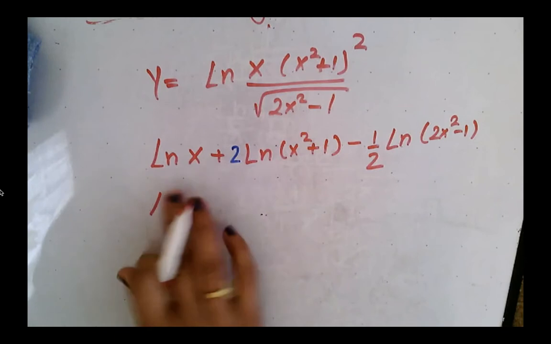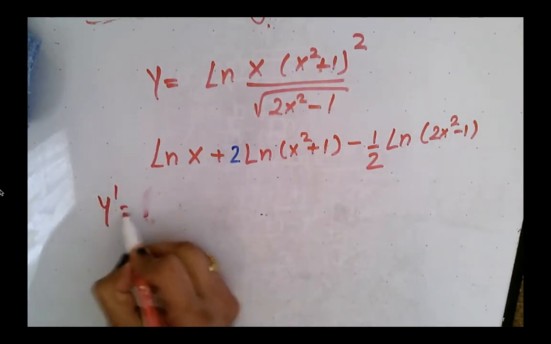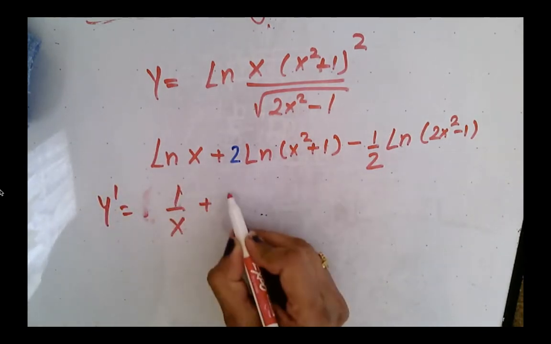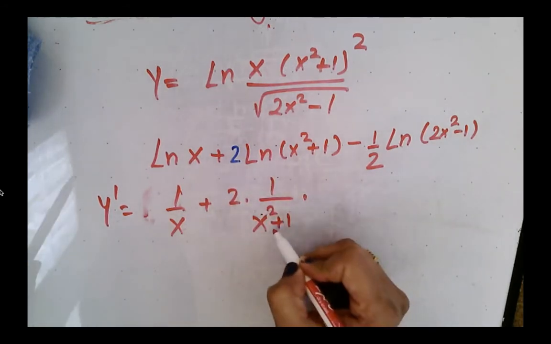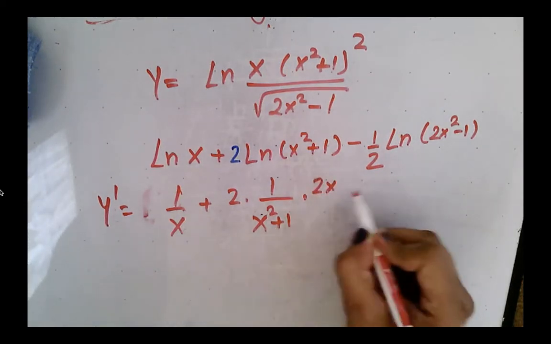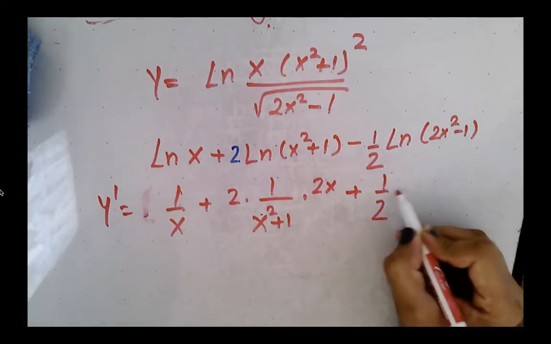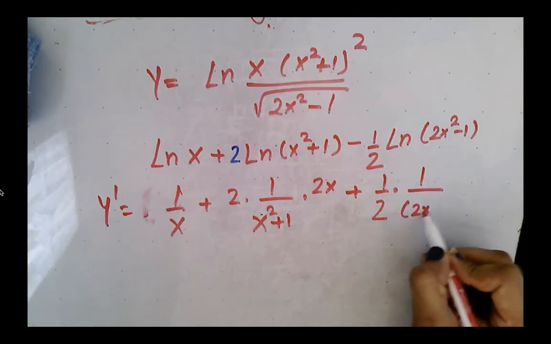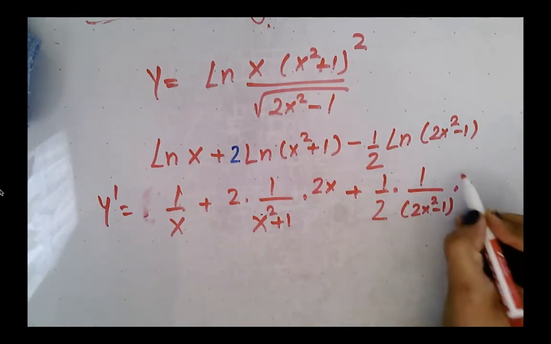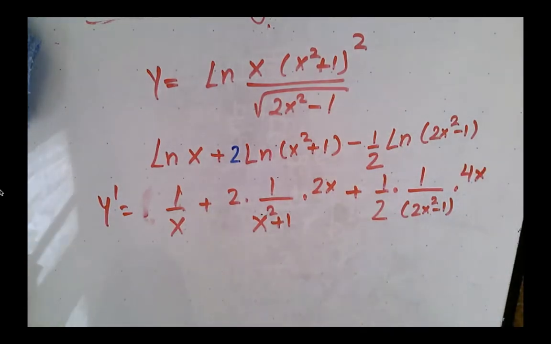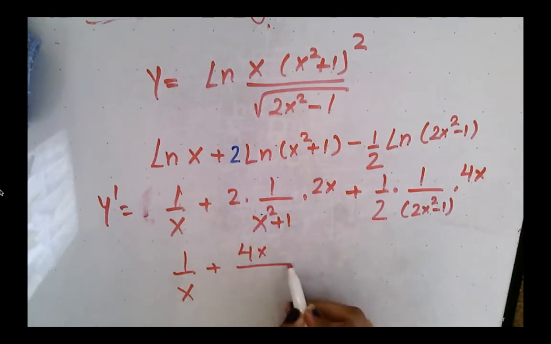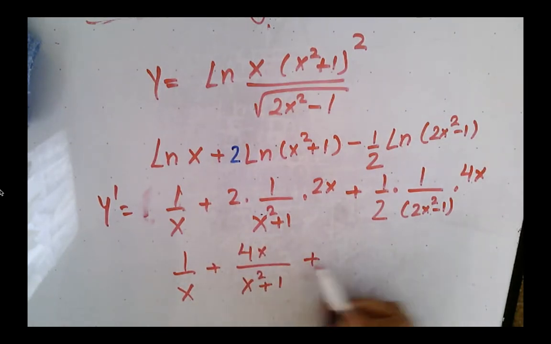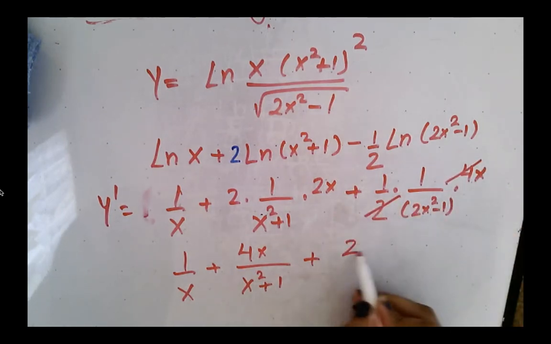So now I have ln of x, derivative of that, 1 over x. This is 2 times 1 over x squared plus 1. Now time to take derivative of inside, which is 2x. It's 1/2 derivative of inside, which is 4x. Okay, time to put everything together. So I have 1 over x. This combined makes 4x over x squared plus 1. This, if I simplify, it's 2x over 2x to the 2nd minus 1.